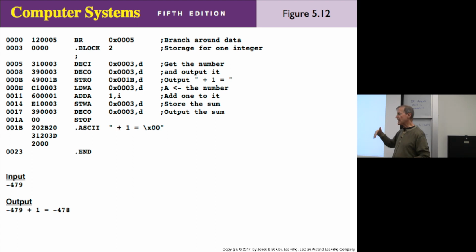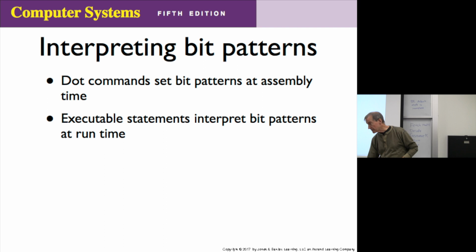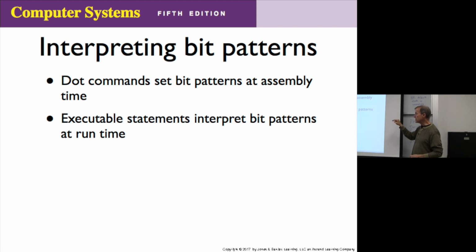So when does that happen? When did it generate that code? When you build it. Yes, when we assembled it. Remember? That's when we assembled it. So that's a translation step. The dot commands happen at translation time. Executable statements interpret the bit patterns at runtime.